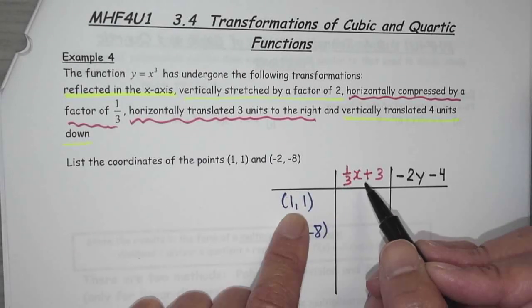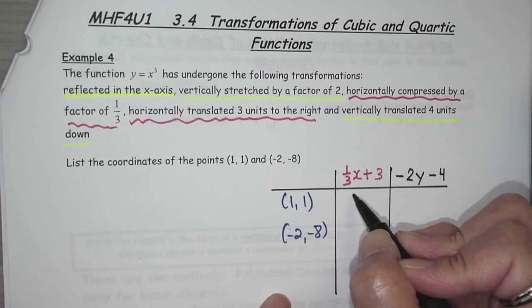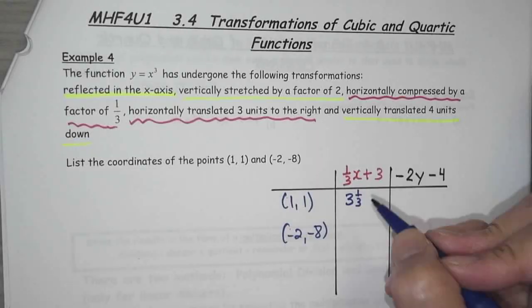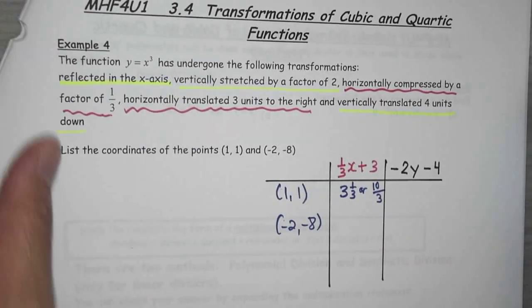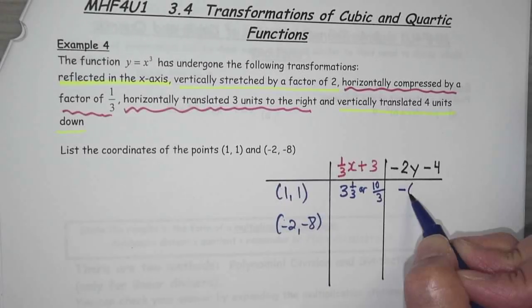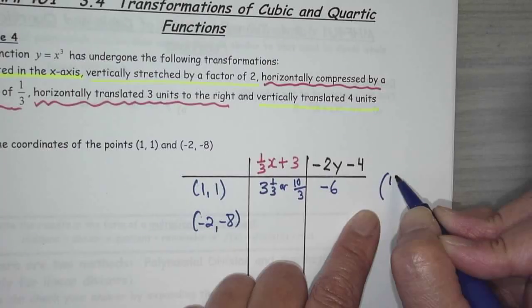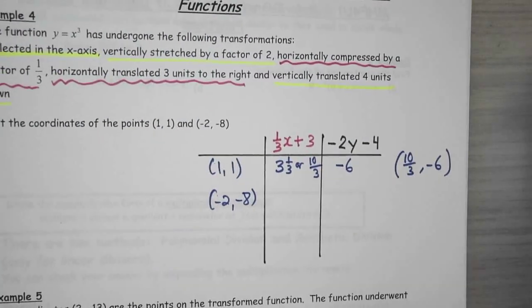So 1 goes in, 1 times a third, so it's 3 1/3. I don't care if you write 3 1/3 or 10/3. It's up to you. Okay, and then 1 goes in here, so it's -6. So therefore, my point would be 10/3, -6 for that one.